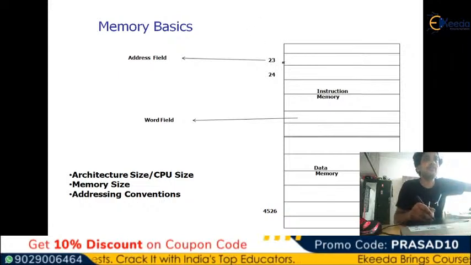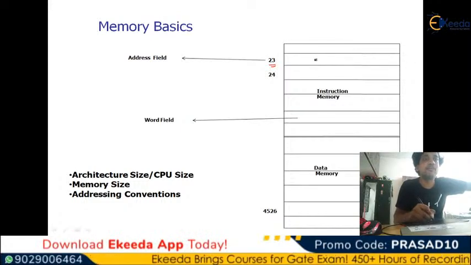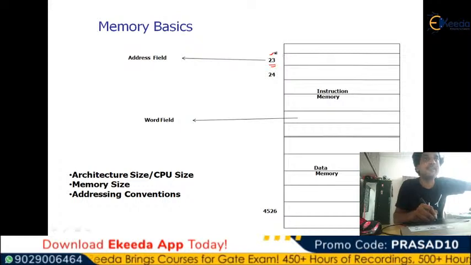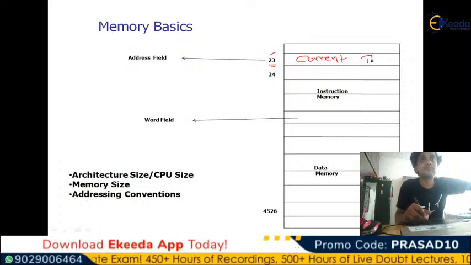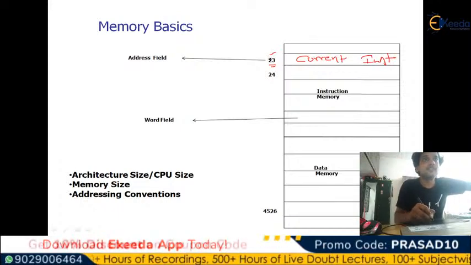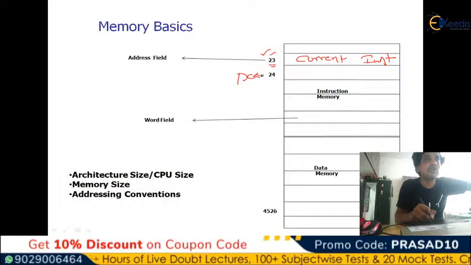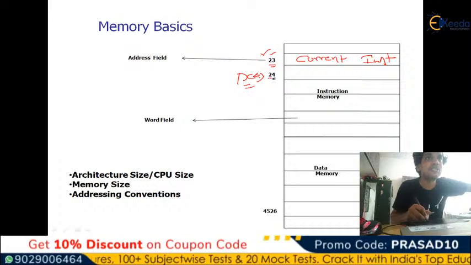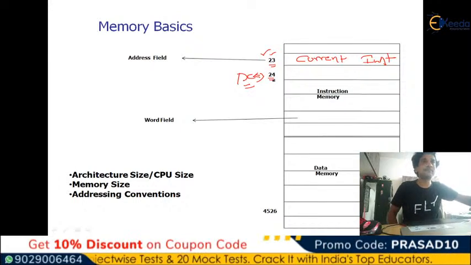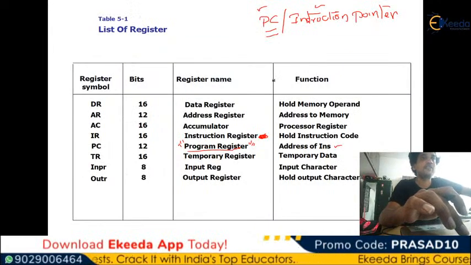Let us say this 23rd address holds the current instruction. Let us say the CPU is currently executing the instruction at the 23rd address. Which means the CPU is executing the 23rd instruction currently. At that time, the program counter is going to hold 24, which means it holds the address part of the next instruction. That is exactly what the program counter is all about.